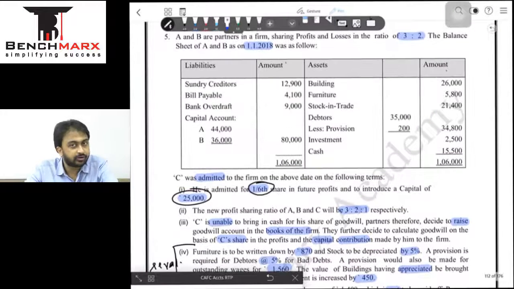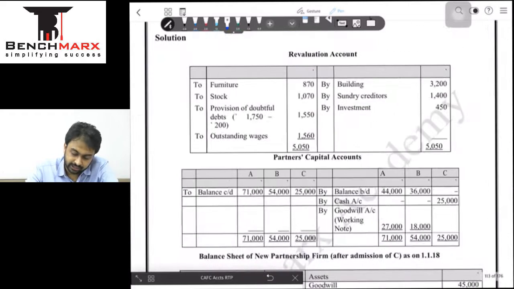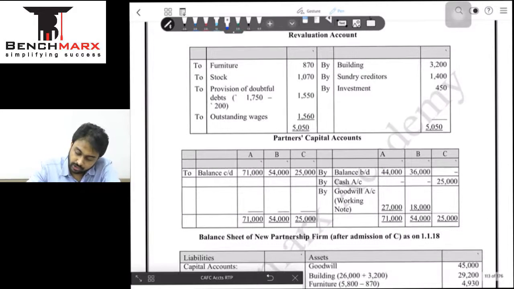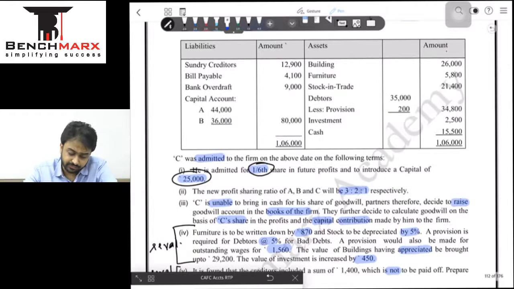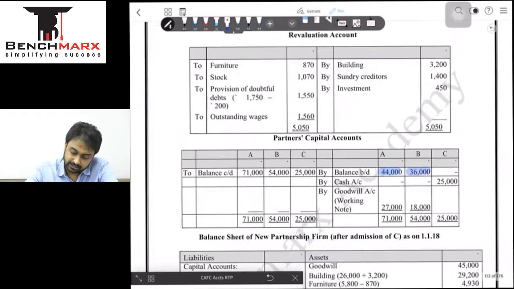ठीक है, चलो first things first. First we'll transfer opening balances, appears to be 44 and 36, so it is by balance brought down 44 and 36 in respective partners capital column. ठीक है, any existing reserves नहीं, any existing losses नहीं. ठीक है, any cash brought in, yes, 25,000. So cash account debit to partners capital 25,000. This is nothing but incoming partners contribution in cash.